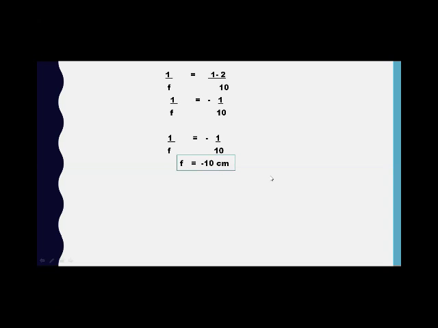Now let's see. If the focal length is negative, then the nature of the mirror will be convex. So the negative sign of the focal length shows that the nature of the mirror is convex.